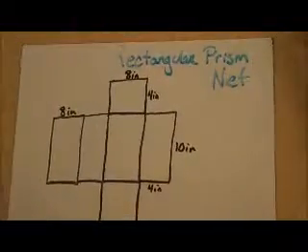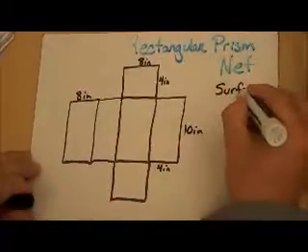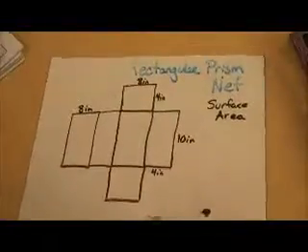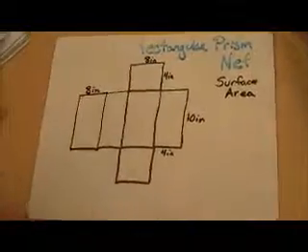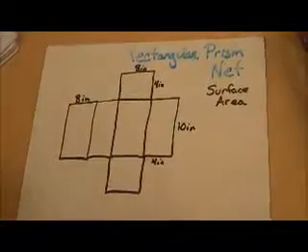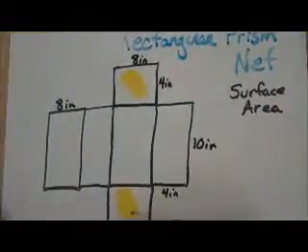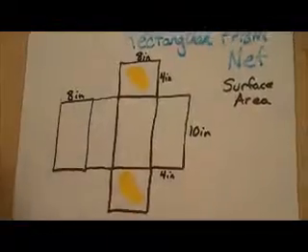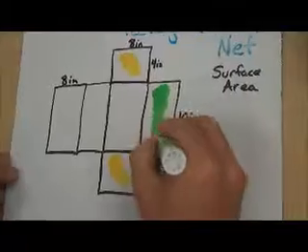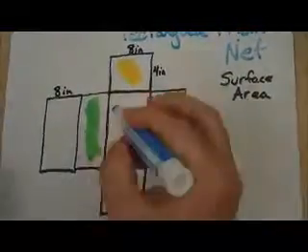This is a rectangular prism net, and we're going to be working on surface area. What I'm going to do is start with a net, and then I'm going to have it as a three-dimensional figure. But the first thing I'm going to do is look for congruent shapes that I have. I'm just going to color code my congruent shapes here, so that we can see what we're dealing with.